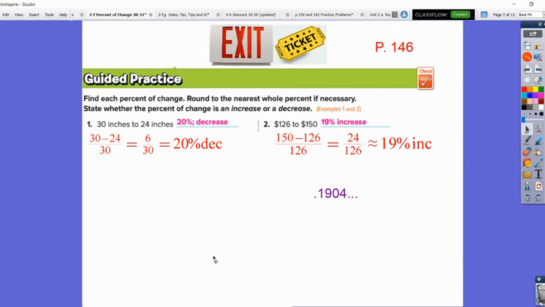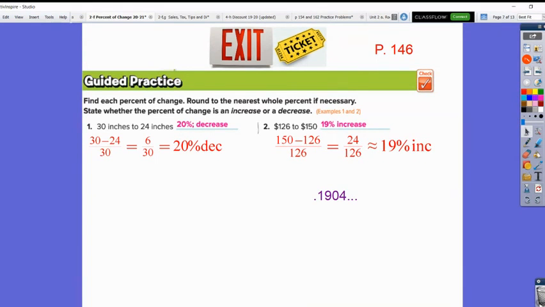That's percent of change. Find the amount of change by subtracting the two values, whatever the increase or decrease is, and then divide by the original value. That's the most common mistake people make, dividing by the new value, right? If you put 150 under here, you would get a different percent. What you divide by is always the original value. There you go. So now we'll work on some practice problems.